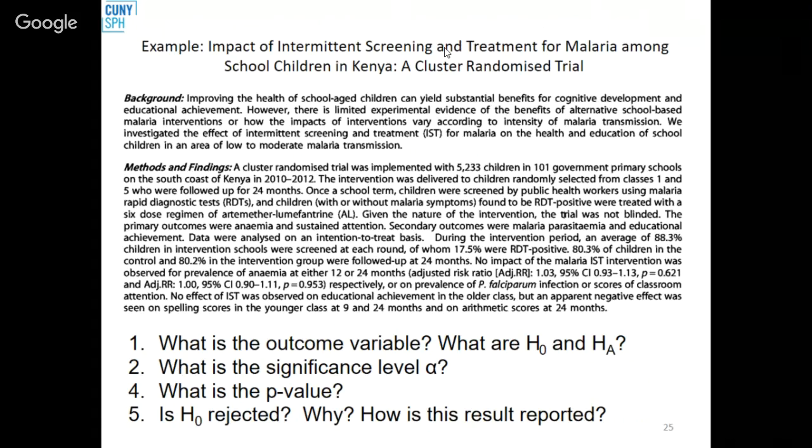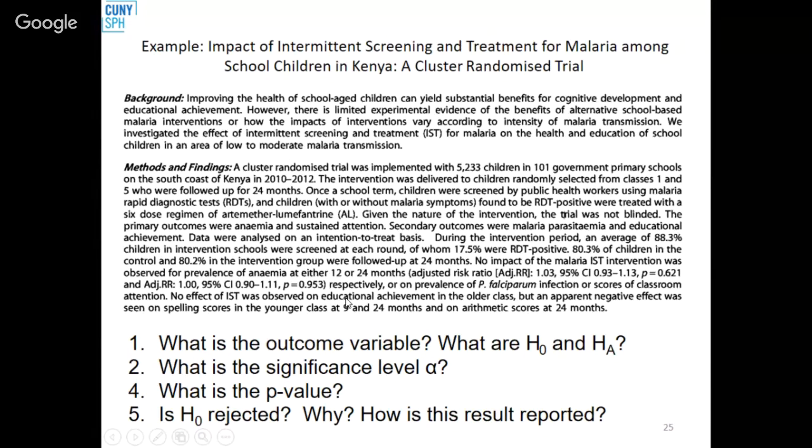And the alternative hypothesis is that this IST does produce a difference in anemia prevalence among school children in Kenya. So the null and alternative hypotheses are about this population of school children in Kenya, not just the ones selected for this study.